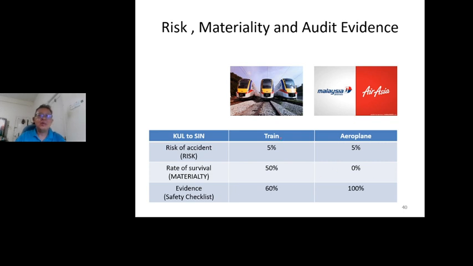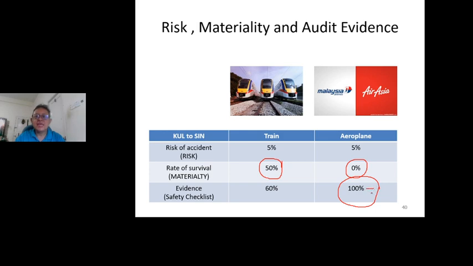Okay, here between train and aeroplane, you can see the rate of survival is 50% for train and the rate of survival is 0% for aeroplane. Therefore, looking at the high magnitude level of the materiality, because of a 5% accident resulted in a 0% survival, a very high chance of fatal accidents. Okay, everybody will die. Therefore, you need to gather more evidence.